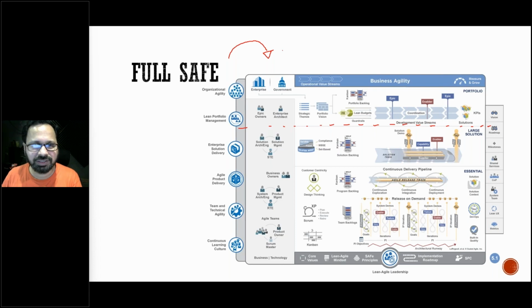So this is your full SAFe configuration, which is on top of the large solution. The elements are exactly the same. They fund the value stream, just that now the requirement hierarchy changes. If you're operating at large solution, the epics are broken down into capabilities, capabilities are broken down into features, features are broken down into stories. And when you implement such a portfolio SAFe or full SAFe configuration, organizations achieve business agility at scale, and they are able to deliver the right value at the right time.